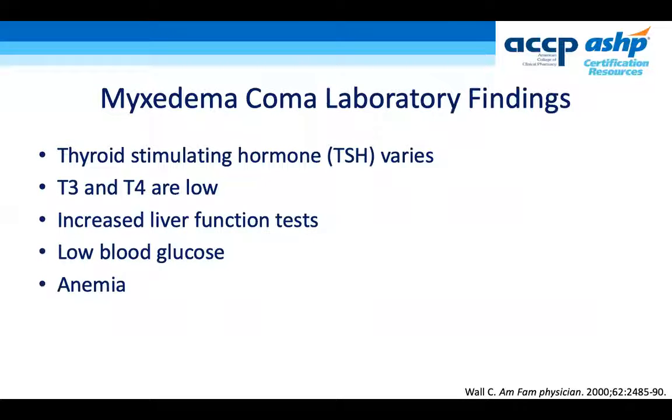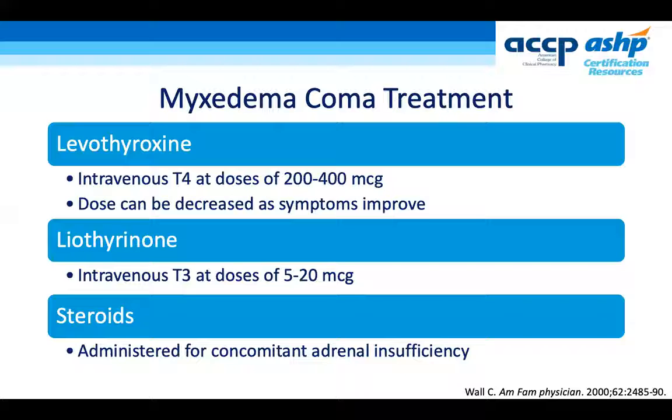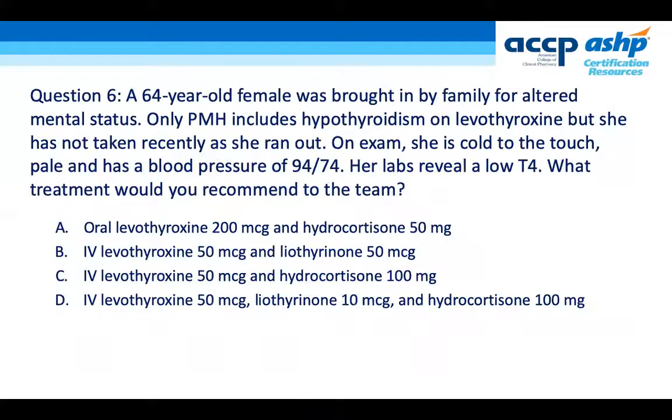And common laboratory findings for TSH, it really varies, but of course T3 and T4 will be low. Often there's increased liver function tests. Often they can be hypoglycemic, and they can be anemic as well. The mainstay of treatment is replacing their thyroid hormone. So IV levothyroxine, and you give it at pretty adequate doses of 200 to 400 micrograms, and you continue that dose until their symptoms improve. If you have it available at your institution, you can also give intravenous T3 or liothyronine at doses of 5 to 20 micrograms. And then you also give steroid in these patients for concomitant adrenal insufficiency concerns.